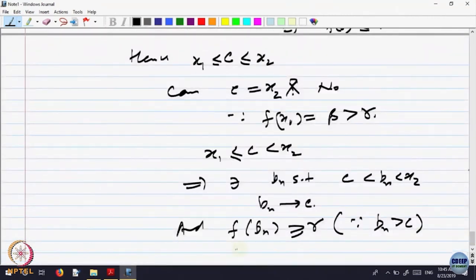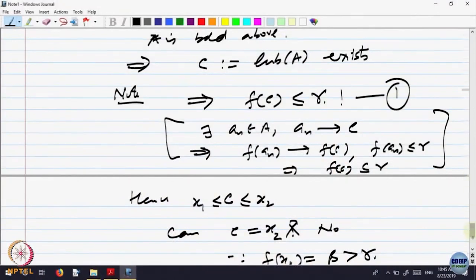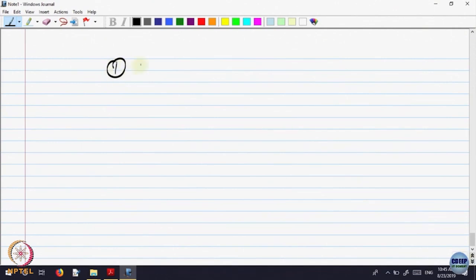So, that implies f of C, by continuity again, is bigger than or equal to gamma, because f is continuous. For each element of the sequence Bn, f of Bn is bigger than or equal to gamma. Bn is converging to C. So, where does f of Bn converge? It converges to f of C by continuity. Each f of Bn is bigger than or equal to gamma, so the limit has to be also bigger than or equal to gamma. So, this is the second, and the first one was that it is less than or equal to. So, this is 1 and you can call this 2 if you like. 1 and 2 imply f of C is equal to gamma, and that finishes the proof.